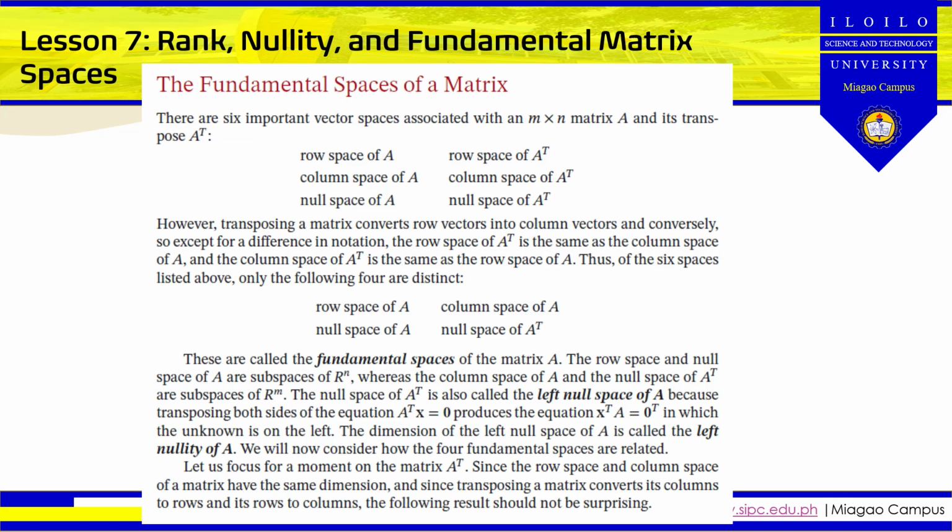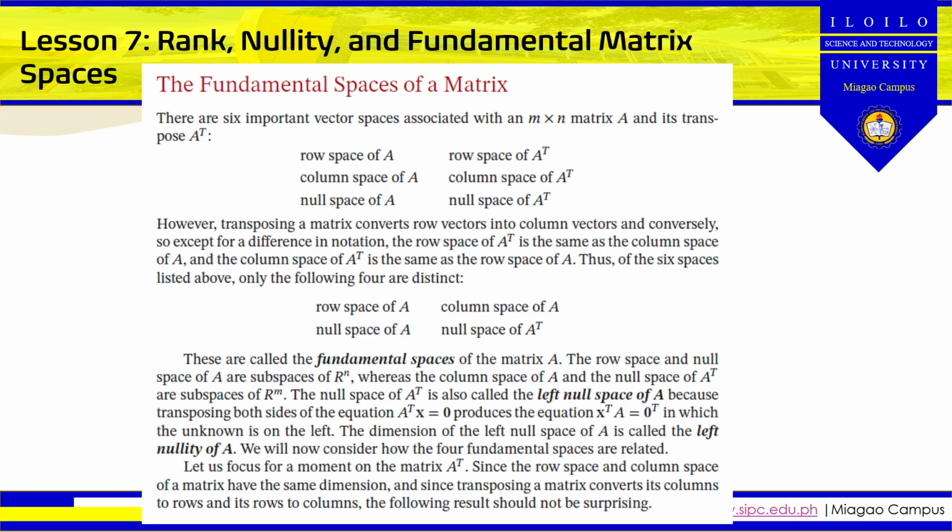So we have here the fundamental spaces of a matrix. There are 6 important vector spaces associated with an m by n matrix A and its transpose AT: the row space of A and the row space of AT, and so on. However, transposing a matrix converts the row vectors into column vectors and conversely. So except for a difference in notation, the row space of AT is the same as the column space of A, and the column space of AT is the same as the row space of A. Thus, of the 6 spaces listed above, only the following 4 are distinct: the row space of A, the column space of A, the null space of A, and the null space of AT. These are called the fundamental spaces of the matrix A.